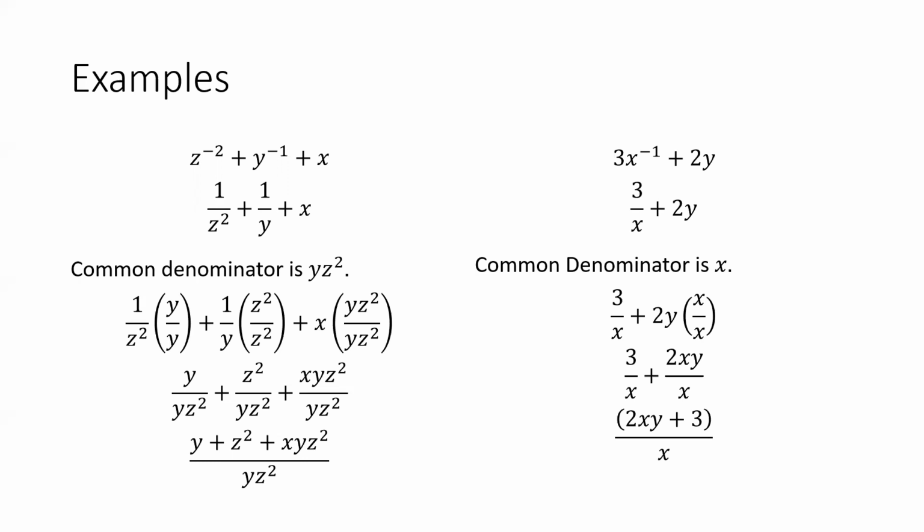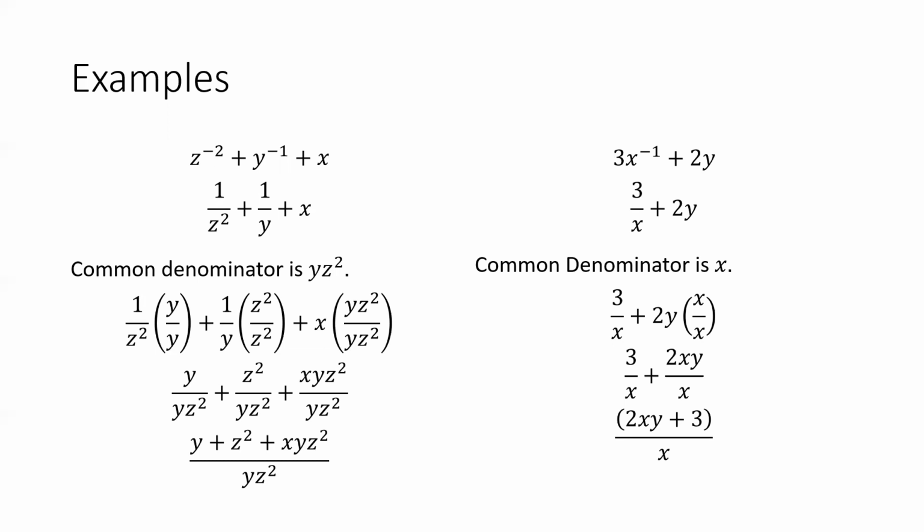1 over y is missing a z squared. So we need to multiply it by z squared over z squared. And x is missing the entire denominator. So we need to multiply by the entire common denominator of yz squared over yz squared. Sound good? Mm-hmm. Okay. And then we just multiply.